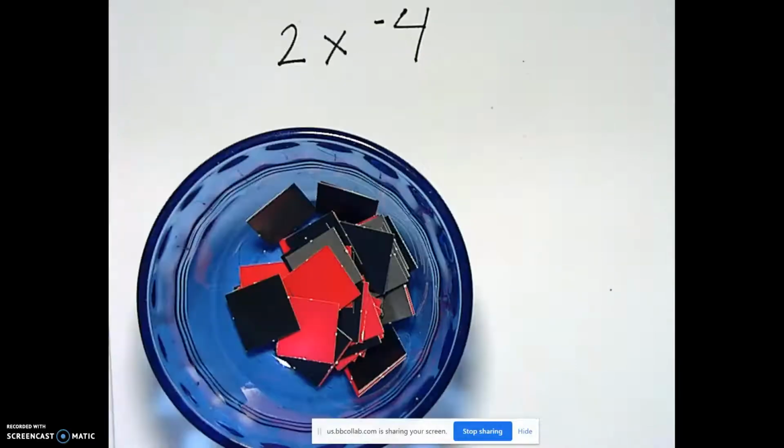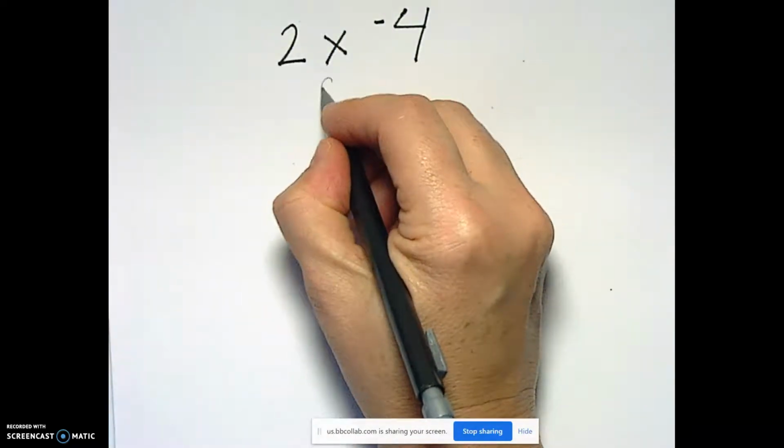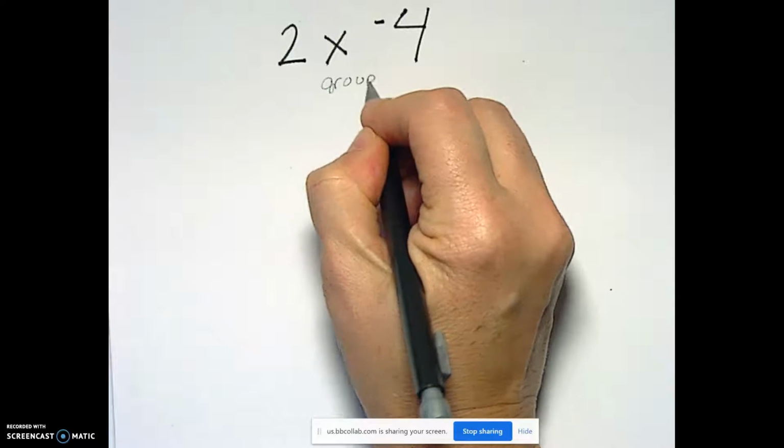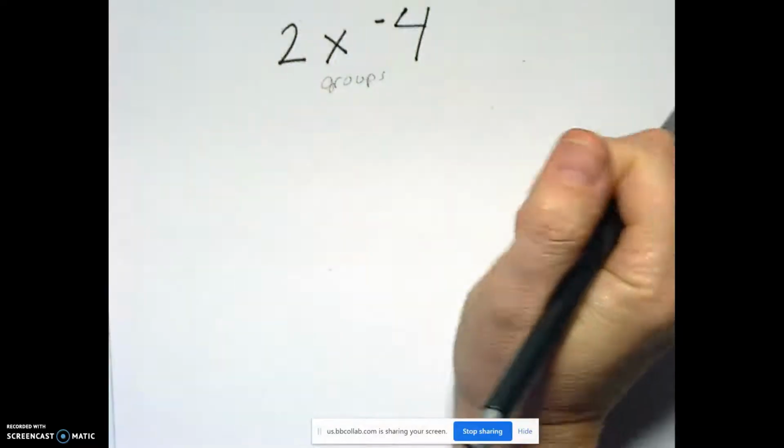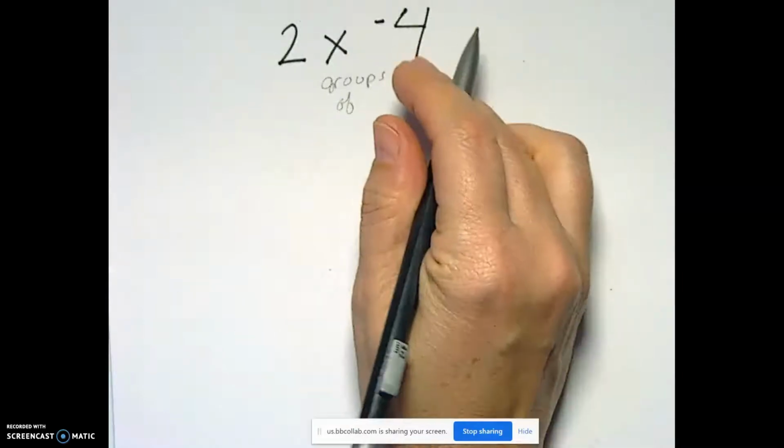All right, we're going to do integer multiplication. This is 2 times -4, but times doesn't have as much meaning, so let's make this more meaningful. Can one of you tell me what 2 times -4 means? Okay, so 2 groups of -4, because it's repeated addition and we're just adding -4 twice.